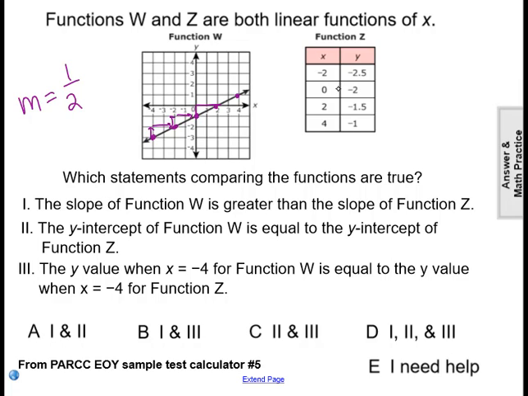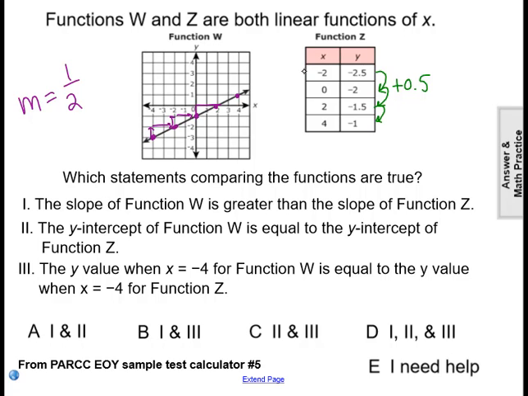Now for the table, we have two choices of finding the slope. We can pick two ordered pairs from the table and use the slope formula, or we can compare the change in y over the change in x. So for slope, I'm going to compare the change in y over the change in x. The change in y, we're going from negative 2.5 to negative 2 to negative 1.5 to negative 1. We are adding 0.5. That's our change in y values.